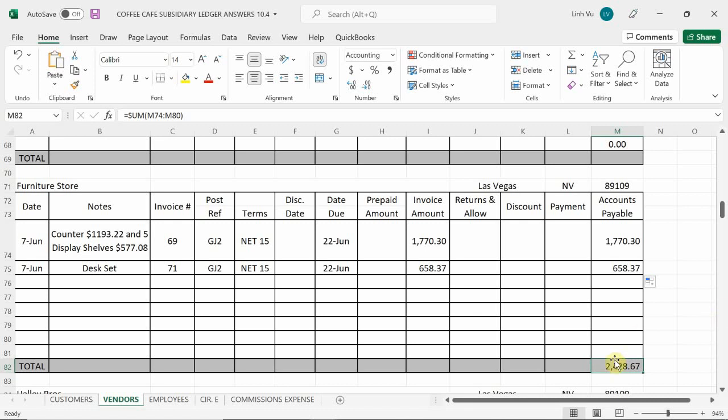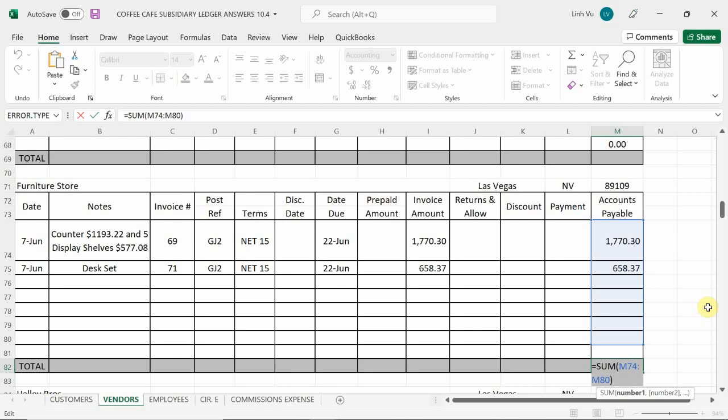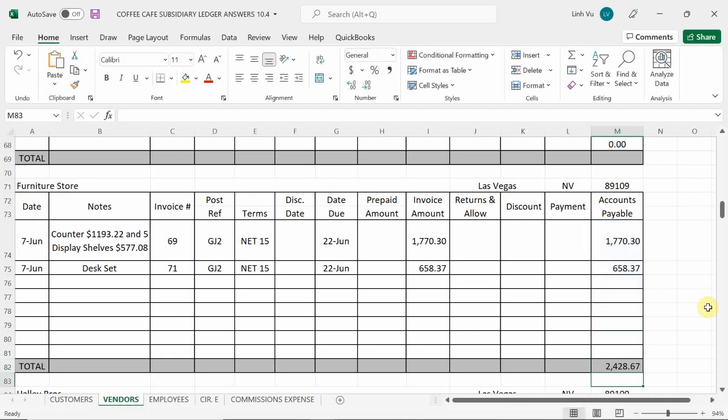Now down below, in gray, gives me a sum of all the bills that I owe. So in this case, combined, this is how much I owe my vendor. This is just equal sum. I owe Furniture Store $2,428.67. So in this gray here, as you can see, it says total. So that means total amount that I owe in a total amount of invoices combined.